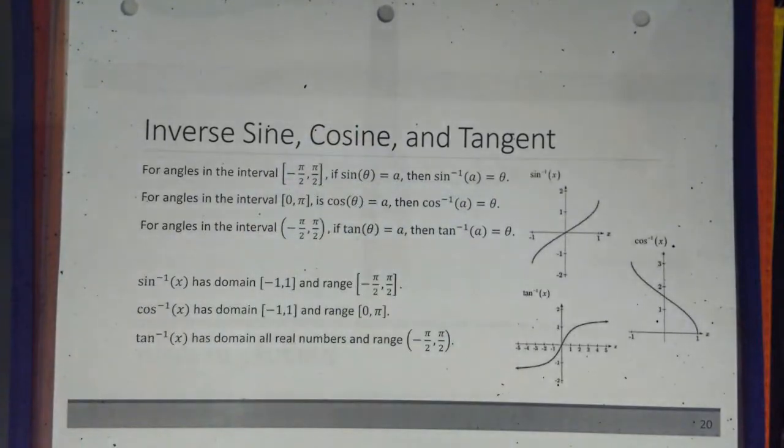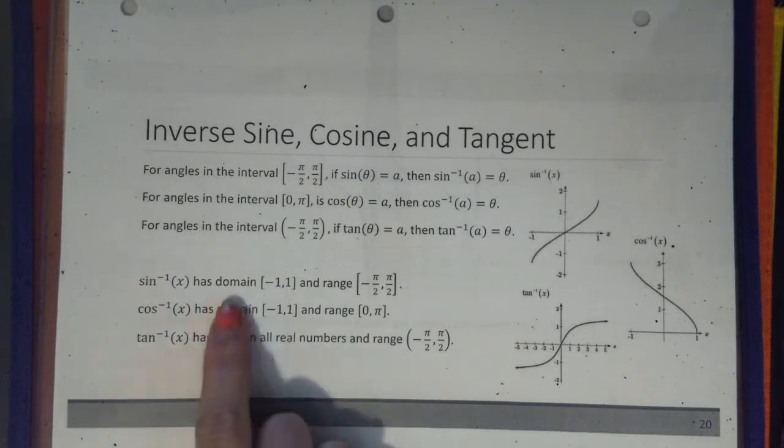For angles in the interval 0 to pi, if cosine of theta equals a, then inverse cosine of a equals theta. And for angles in the interval negative pi over 2 to positive pi over 2, if tangent of theta equals a, then inverse tangent of a equals theta.